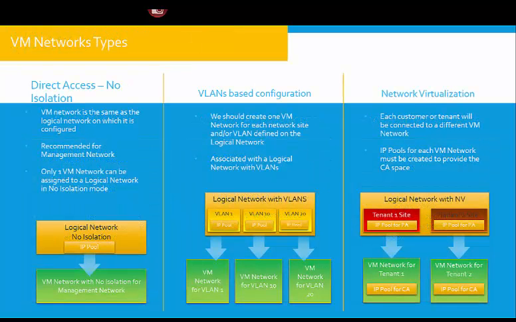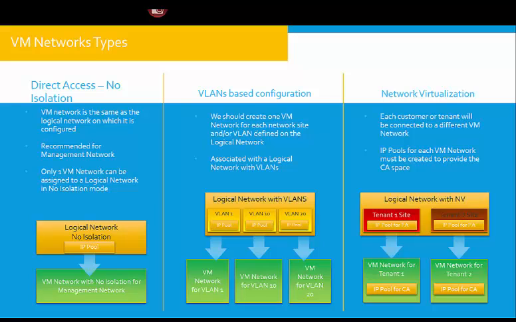So, the VM network types. With SCVMM, you can configure your VM networks on top of your logical networks to make use of network virtualization or other network configurations. Network virtualization extends the concept of server virtualization and allows you to deploy multiple virtual machines or VM networks on the same physical network. Next is the virtual machine network that gives you direct access to the logical network without isolation.